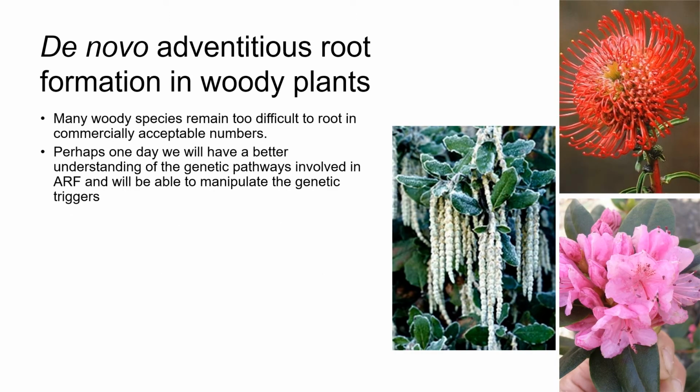Some plants, though, don't produce adventitious roots, even after we seemingly take all the right steps, or maybe they don't root in numbers that are commercially acceptable. Maybe one day we'll have a better understanding of the genetic pathways involved in adventitious root formation, and we'll be able to manipulate the genetic triggers. In the meantime, though, for these harder to root plants, there are other techniques we can use and other factors that we can consider, and that's what we're going to focus on in this lecture.